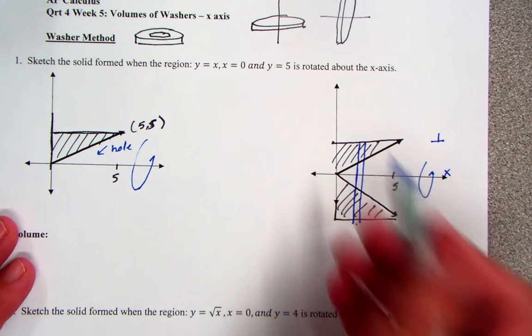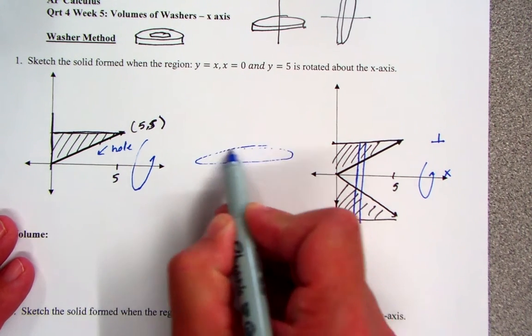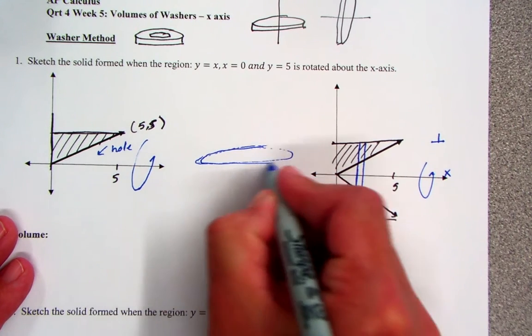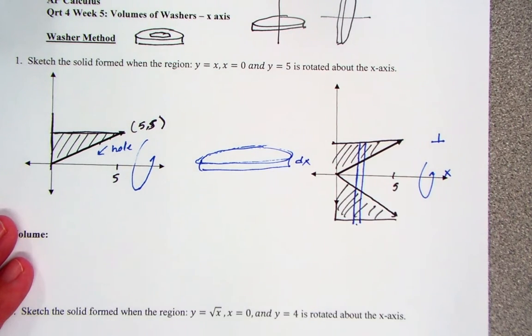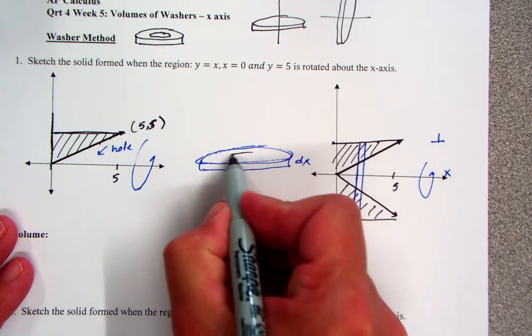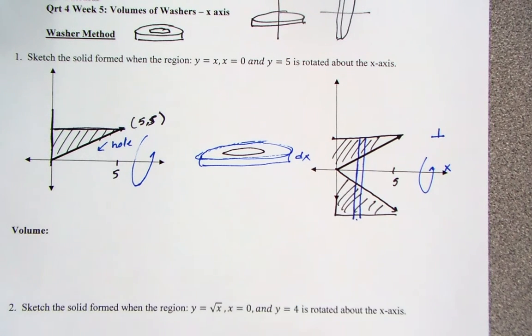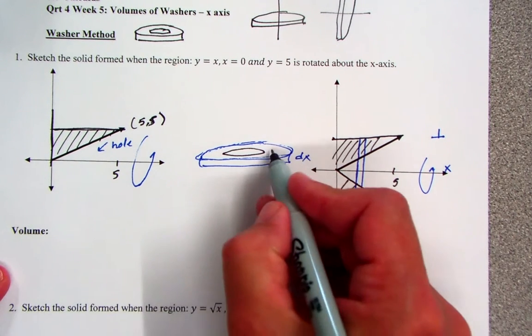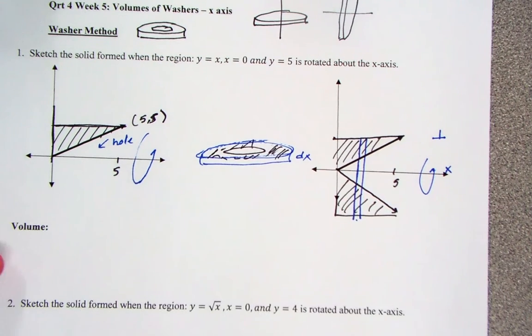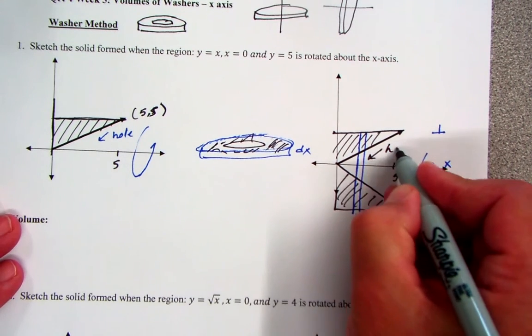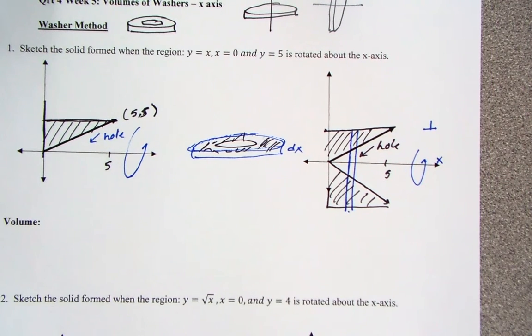I'm going to turn this washer, and I'm going to lie it this direction. And I can see that this is that dx. And inside, I have this space that created this idea of a washer. So this is the material around the outside here. And there's the hole. You can see that there's no material there, so that needs to be subtracted out.